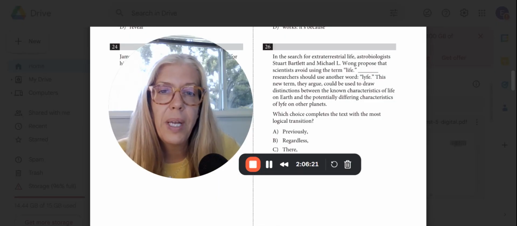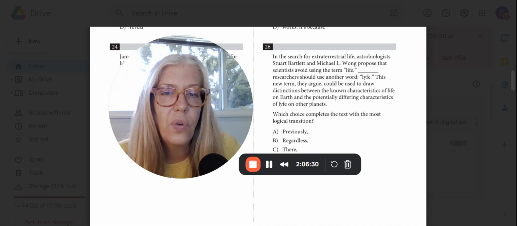Okay, so let's see what they're doing. In the search for extraterrestrial life, our astrobiologists Stuart Bartlett and Michael Wong proposed that scientists avoid using the term life. Don't use the term life.